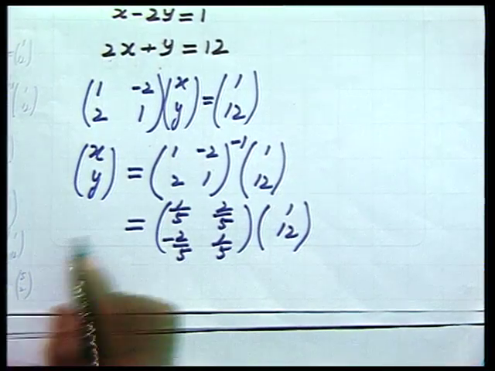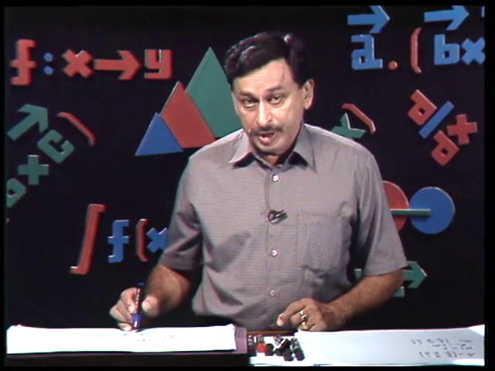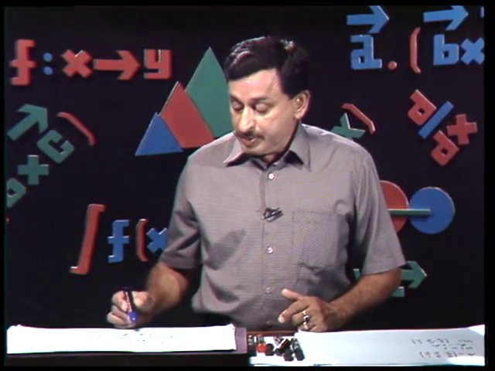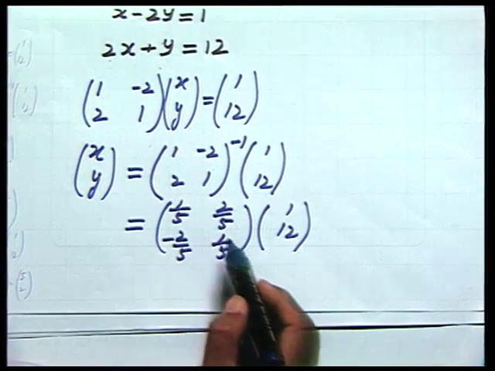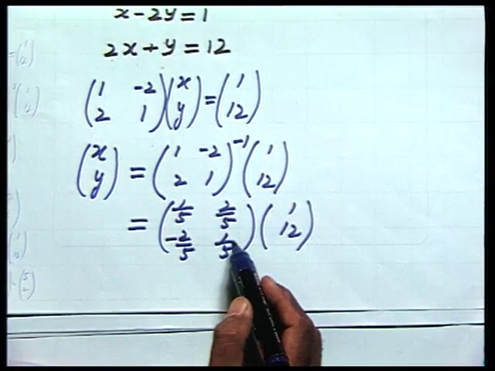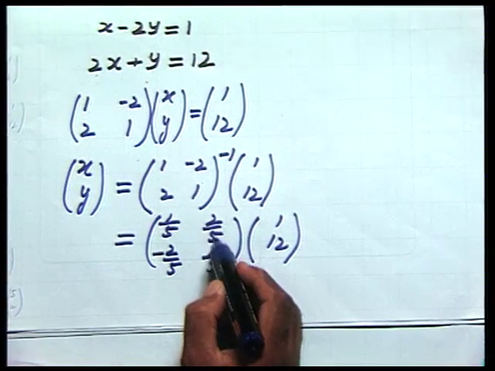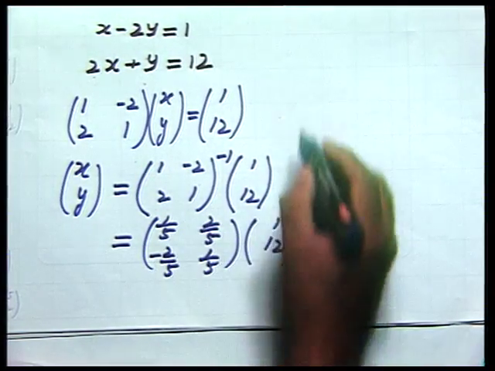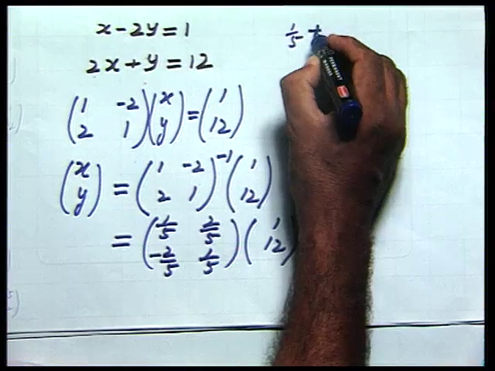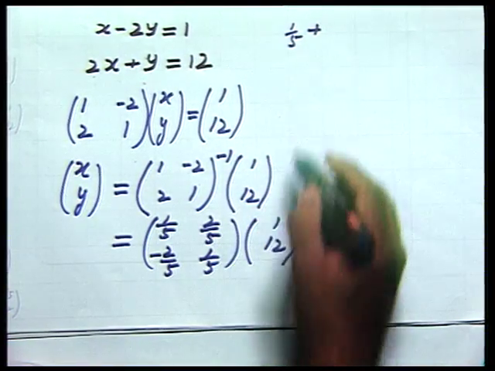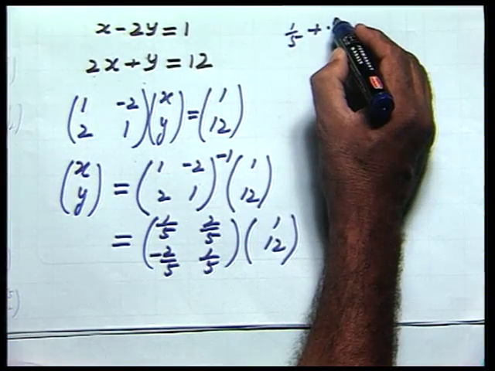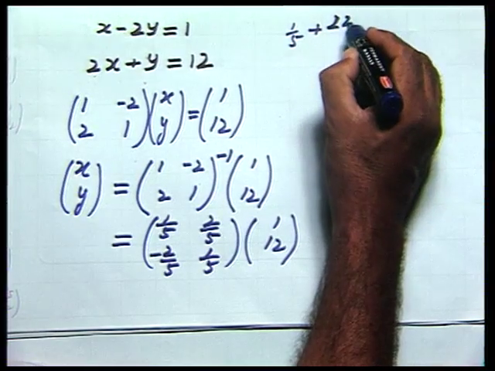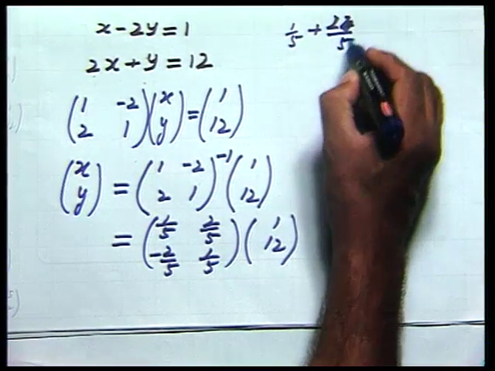You see this? We have written down the matrix, the inverse of the matrix from here to this. Now, all that remains is we multiply these two matrices and we will be able to write the value of x and y. So, let us multiply the two, 1 by 5, 2 by 5. When you multiply this, I will be getting 1 by 5 plus 2 by 5 times 12, which is 24 by 5. This is one value.